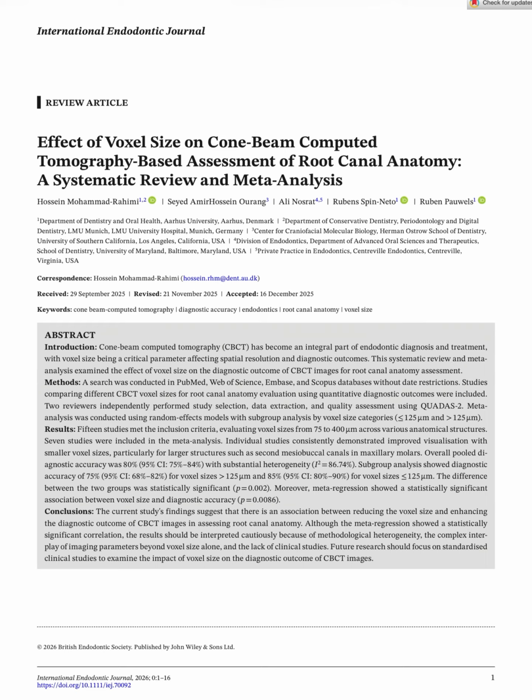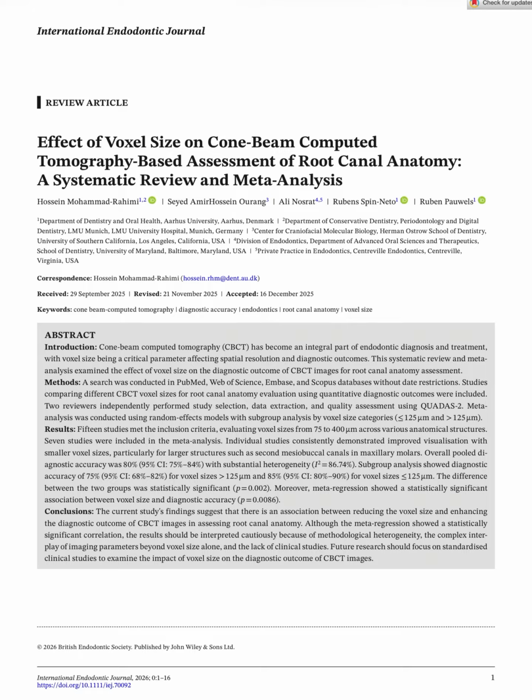And the dependent variables were diagnostic metrics: sensitivity, specificity, accuracy, positive and negative predictive values. And in the meta-analysis, the primary outcome was diagnostic accuracy measured in percentage at each voxel size. In general, a smaller voxel improved visualization and diagnostic performance, particularly for larger features such as MB2 canals and C-shaped canals, and for detecting double canals in mandibular incisors, and for verifying structures such as apical deltas and secondary accessory canals.